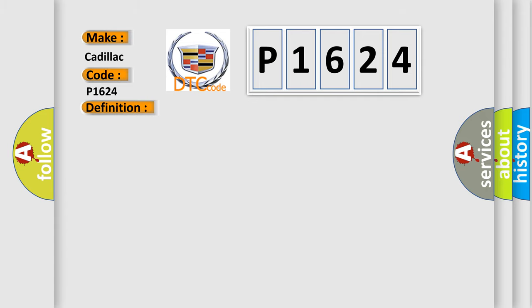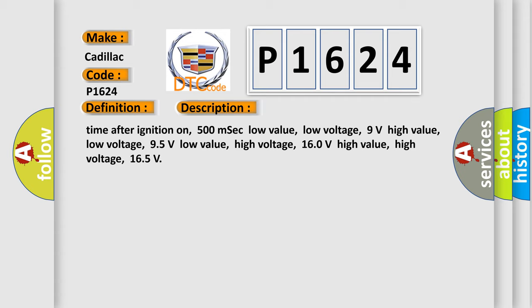And now this is a short description of this DTC code. Time after ignition on, 500 ms. Low value, low voltage, 9 volts. High value, low voltage, 95 volts. Low value, high voltage, 160 volts. High value, high voltage, 165.